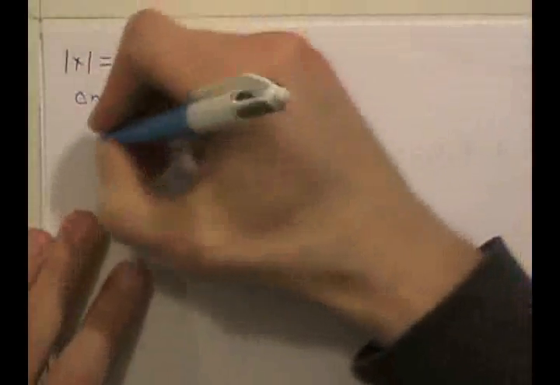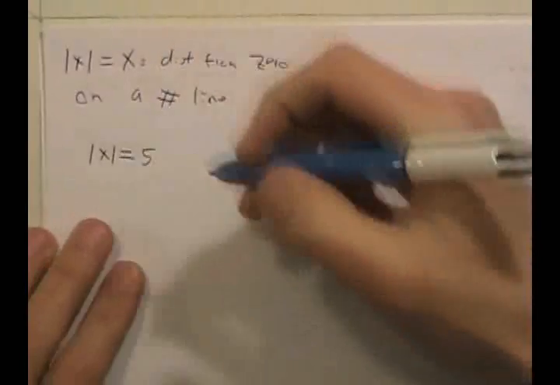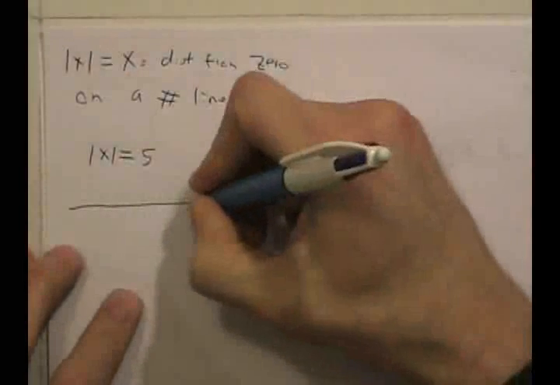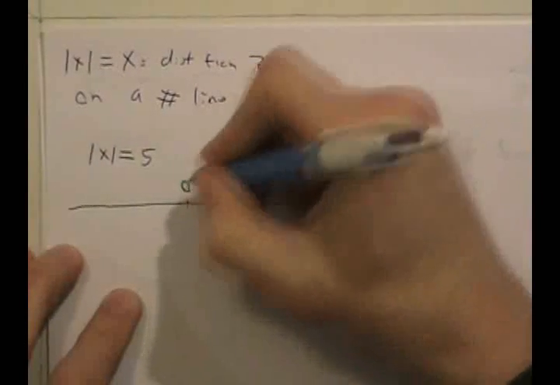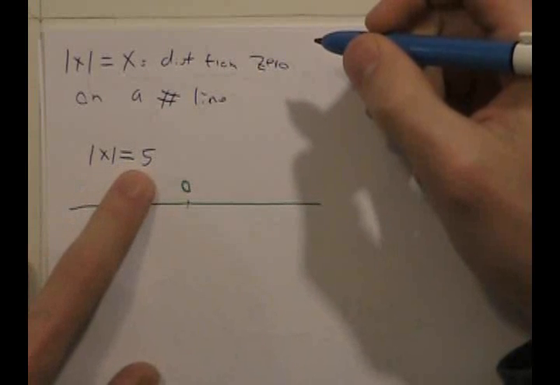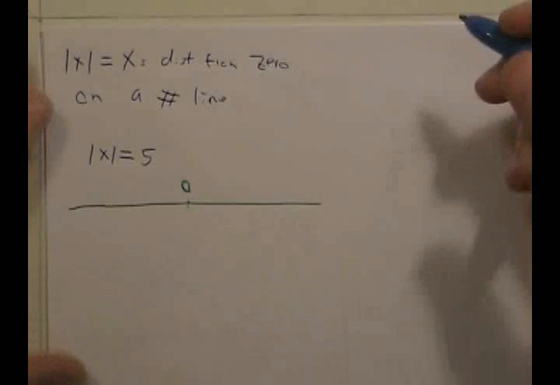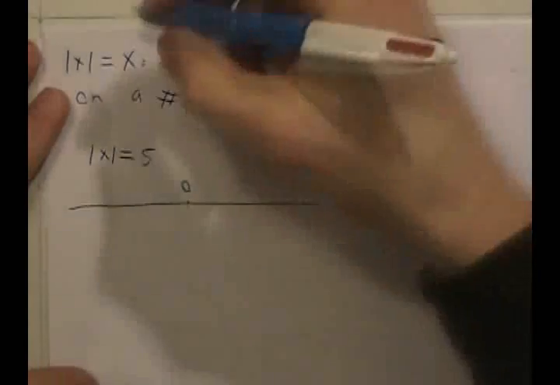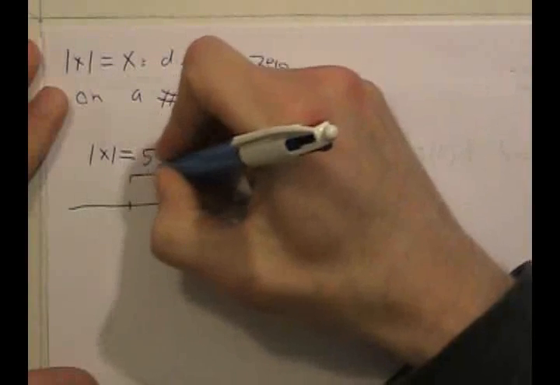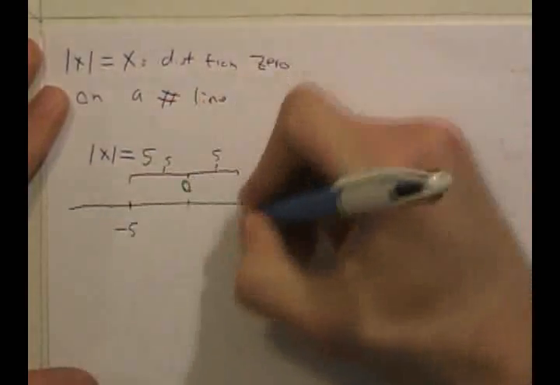So if I have the equation absolute value of x equals, say, 5, what you should think about when you see this is you should see a number line in your head with 0 in the middle. And this is asking a question. It's saying what numbers are at a distance of 5 from 0. It's always about from 0. So if you look at it that way, it should be obvious that there are, again, going to be two different answers because there are only two numbers that are 5 units away from 0, and those numbers are -5 and 5.